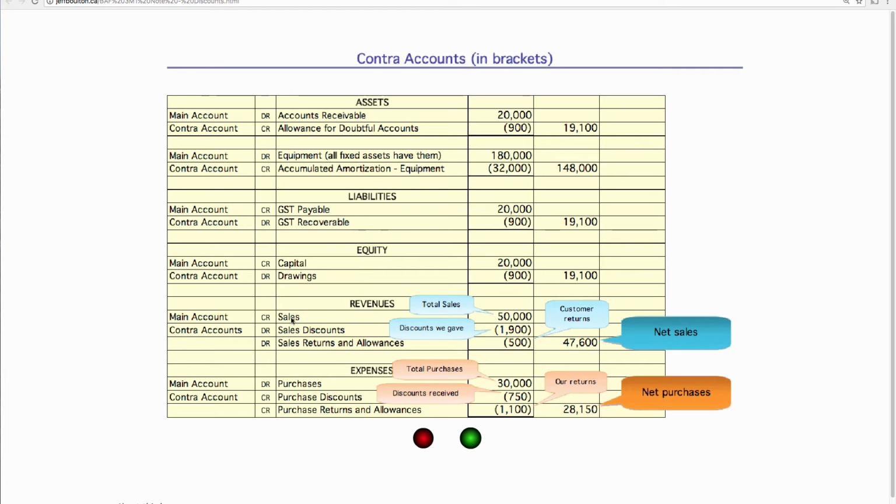Just to show you here's where they are. There's sales, for example, or some kind of revenue. Sales discounts has the opposite effect. So revenues are credits, so a sales discount would be a debit. Its normal balance is debit. And likewise down here, where we have purchases for expenses, those are debits. So purchase discounts is a contra expense, but it normally has a credit balance.